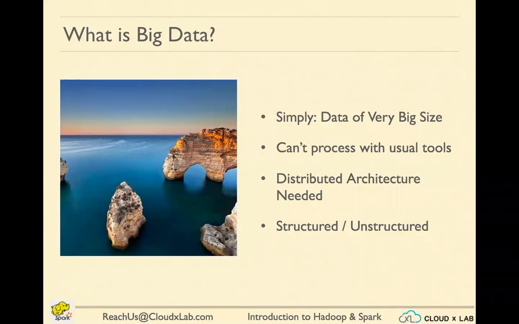And really huge doesn't always mean volume. I'll talk about it. It also means velocity and so on, right? So the most important part is that for big data, we require distributed architecture, or you can say parallel systems.